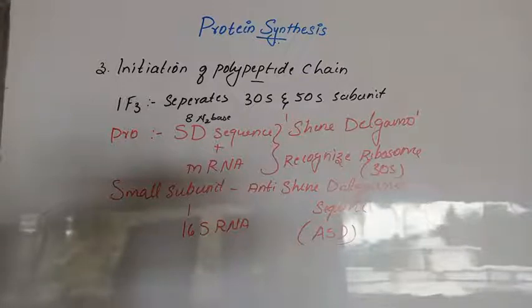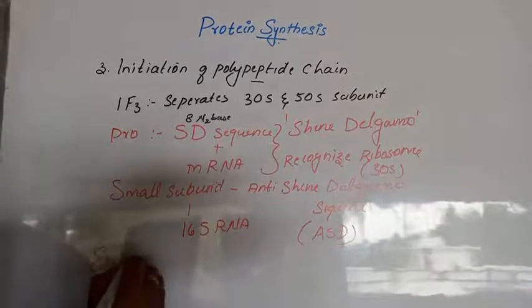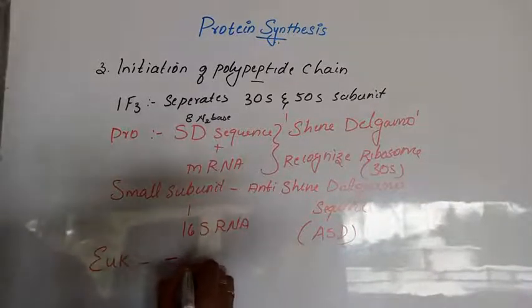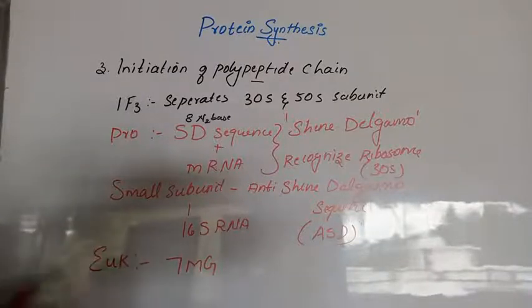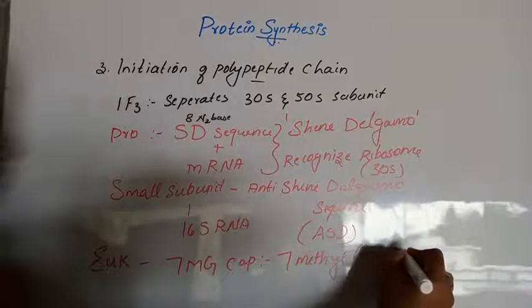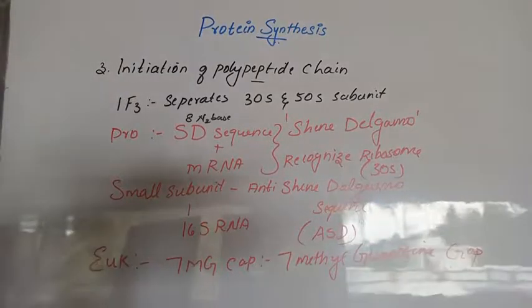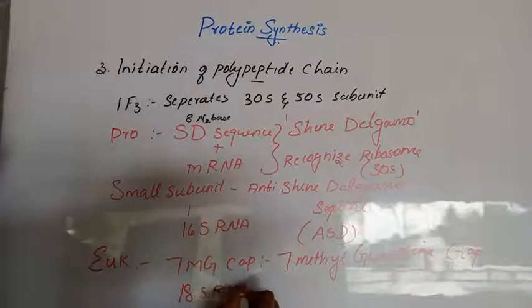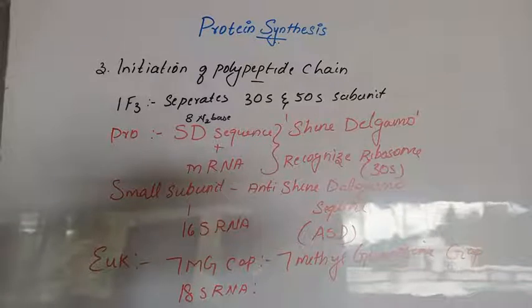While in eukaryotes, the smaller subunit of the ribosome is recognized by the 7-methyl guanosine cap. In eukaryotes, the 18S RNA of the smaller subunit has a complementary sequence for the 7-methyl guanosine cap. By this complementary sequence, the smaller subunit of the ribosome is recognized.